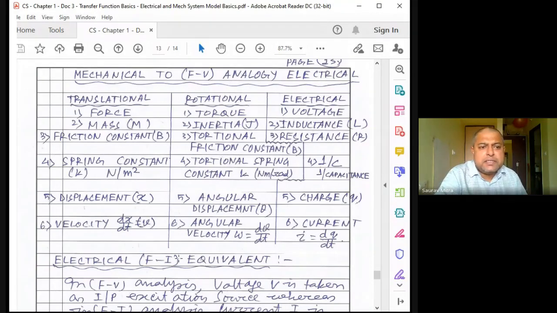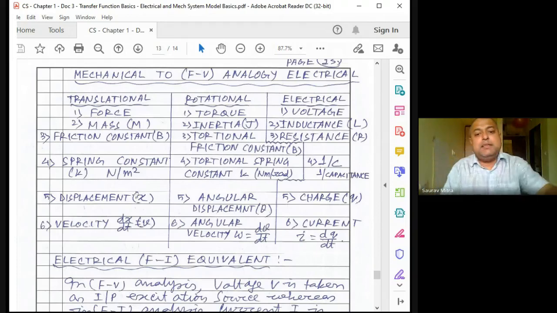Okay, so this is translational. There is a linear movement, and this is the electrical, and this is the FV analogy. So force is equivalent to voltage. Mass M is equivalent to inductance. Friction constant B, that is B dx(t)/dt, so friction is equivalent to resistance. Don't look at the middle column. The middle column is for rotation. We have not done that. We are doing linear movement. There is a translational movement of mechanical into electrical. Then next is the spring constant, spring K is 1 by C. So K is 1 by C, we have seen.